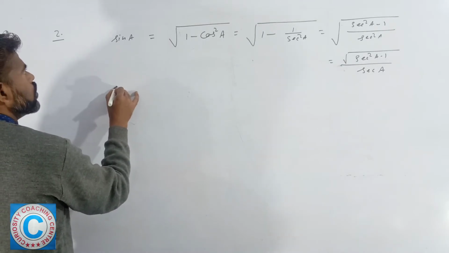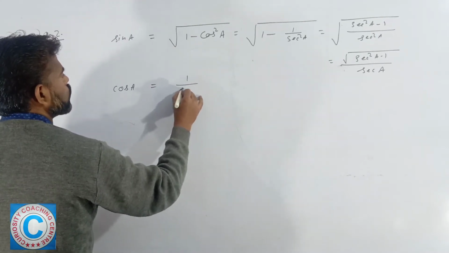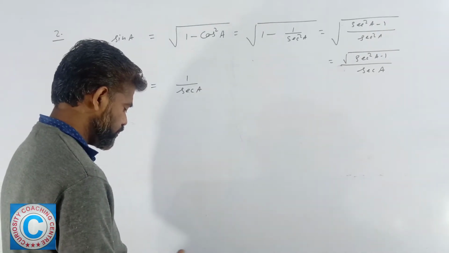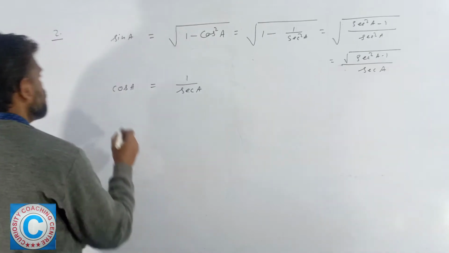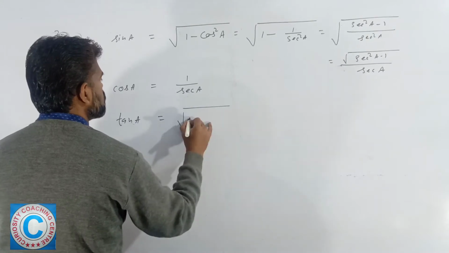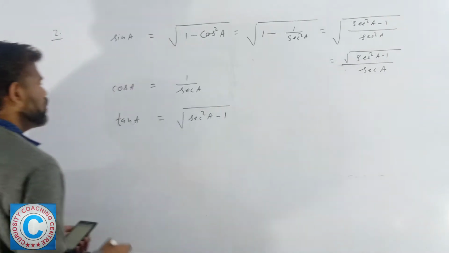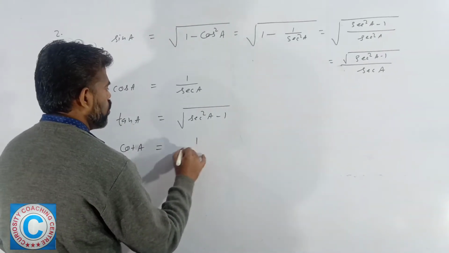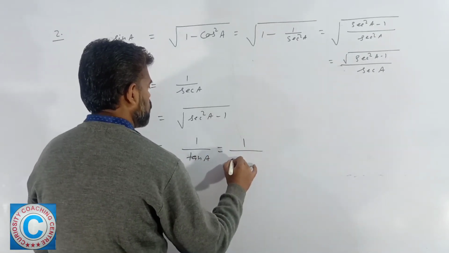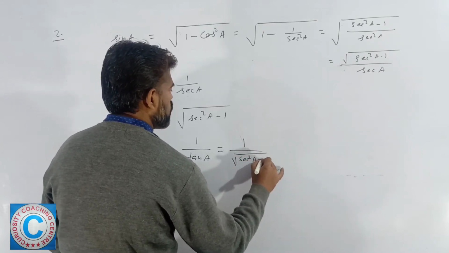Second one, cos A equals 1 by sec A. Next, tan A equals square root of sec square A minus 1. Cot A equals 1 by tan A, or 1 by square root of sec square A minus 1.